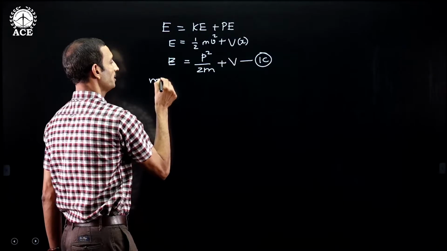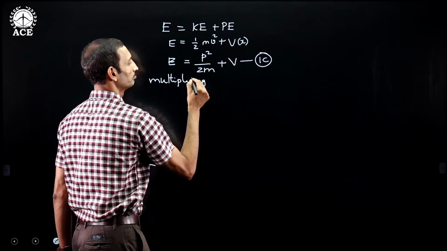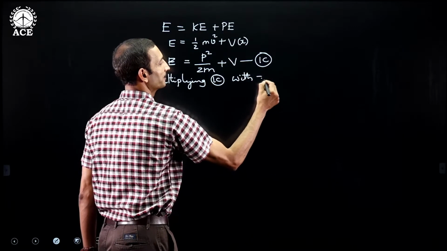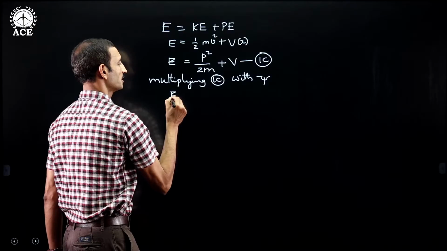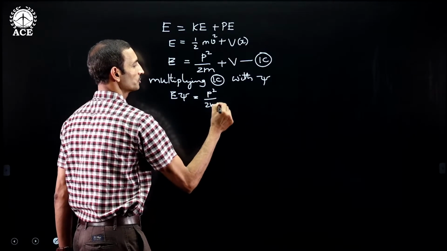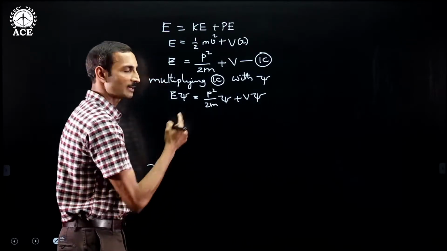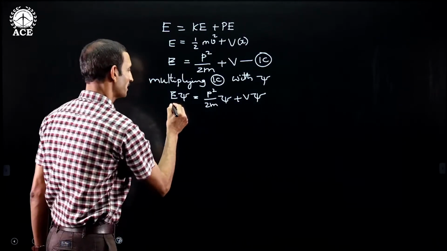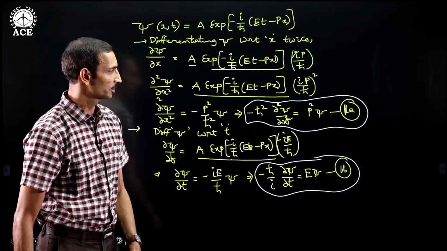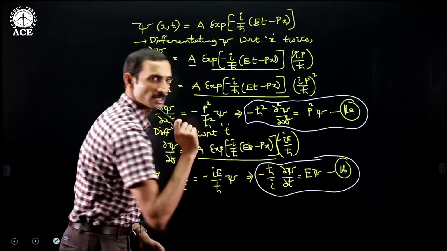So multiplying 1c with psi, what do you get? E psi is equal to P square by 2m into psi plus V psi. Why did we get this? Because we have the values of E psi and also P square psi from 1a and 1b. Just go back. So we have 1a, P square psi is there. We have 1b, there is E psi.